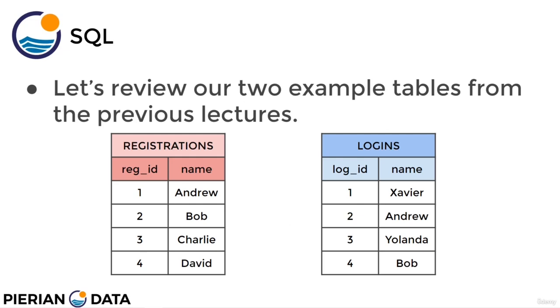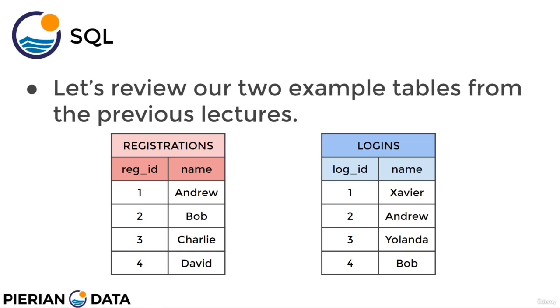Now let's review the two example tables from the previous lecture series on inner joins. Recall we have these registrations tables and this logins table, where we have people registering for a conference, and then depending on whether or not they showed up, we have them log in on site. Here we have Andrew, Bob, Charlie, and David, or ABCD. They registered. In logins, Andrew and Bob show up. They're present in both tables.